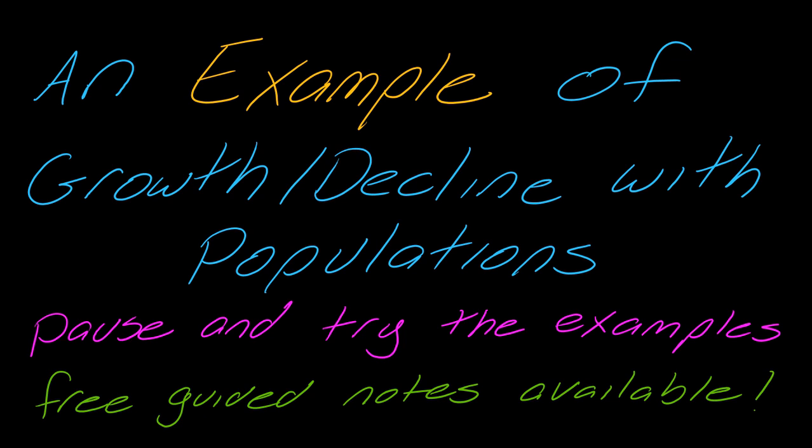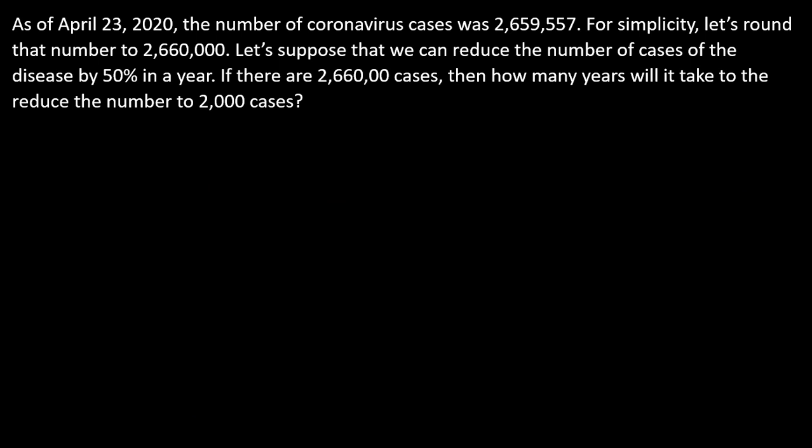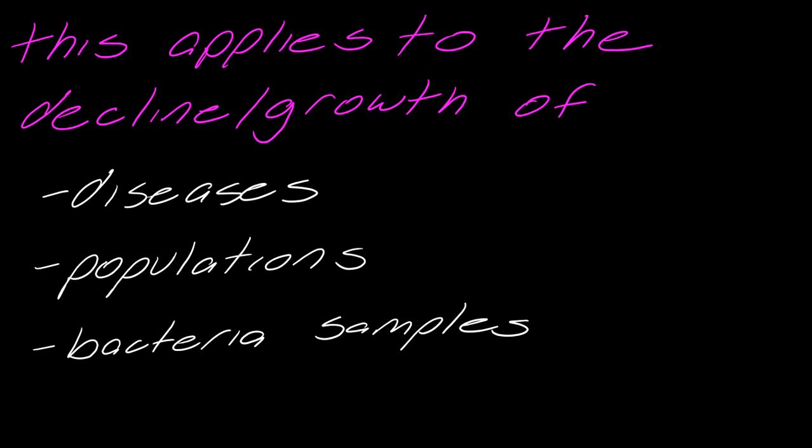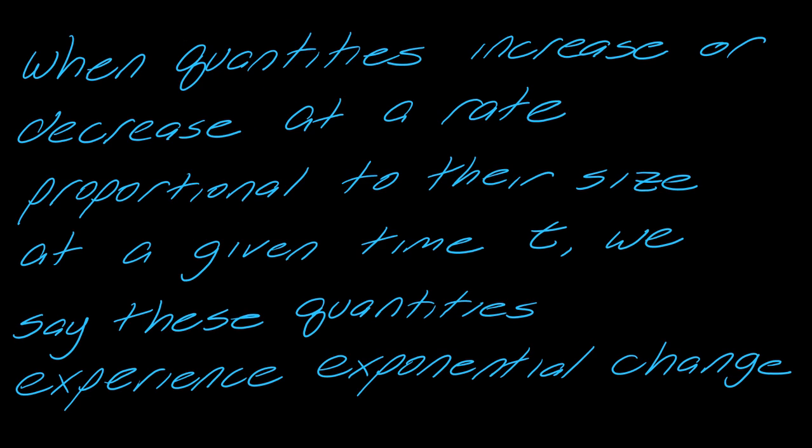So this is an example and lesson of how growth and decline with populations work. In this video, I'm going to talk about an example with a disease, and I'll get to this example in a few minutes. If you want to pause and read it, you can. But I'm going to give you a brief lesson because this example we could really change to disease, populations, bacteria samples, whatever you want really. So this model applies in a lot of different ways.